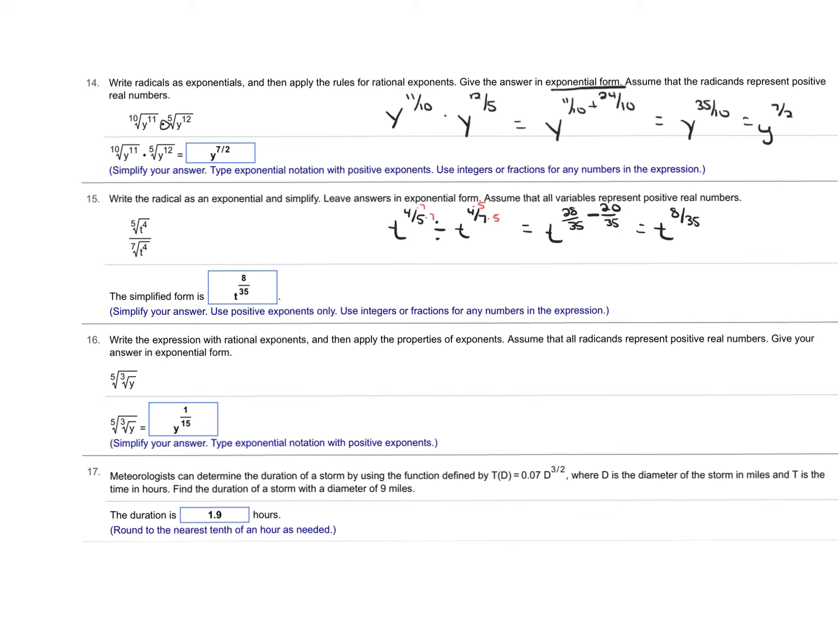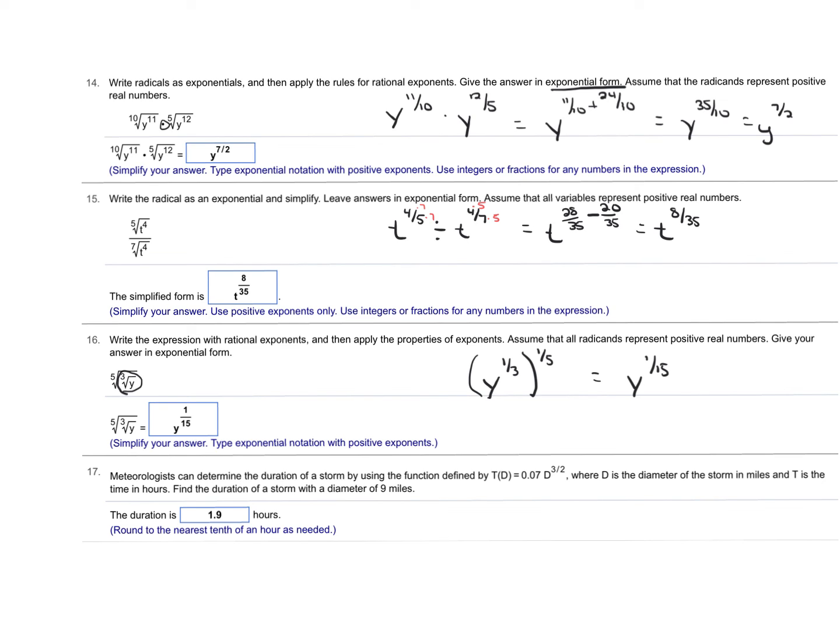Okay, number 16, we just start on the inside most first. So I have y to the 1/3 power, and then I'm raising that to the 1/5 power because it's the 5th root. 1/3 times 1/5 is 1/15.